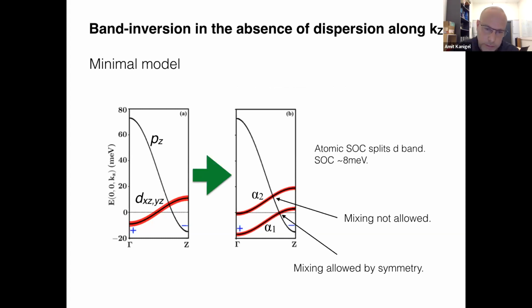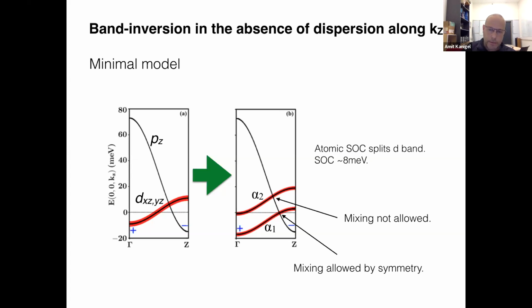Now, what DFT and the model here tell you is that when the pz band crosses these 2 d orbitals, it can hybridize and mix only with one of them. This is a result of the symmetry of the underlying crystal, and the band which is supposed to mix with the pz is alpha 1, as I already mentioned.